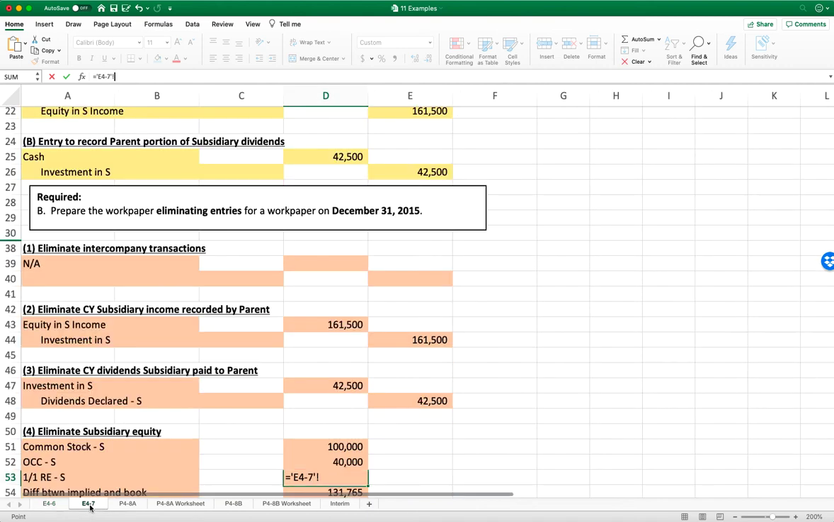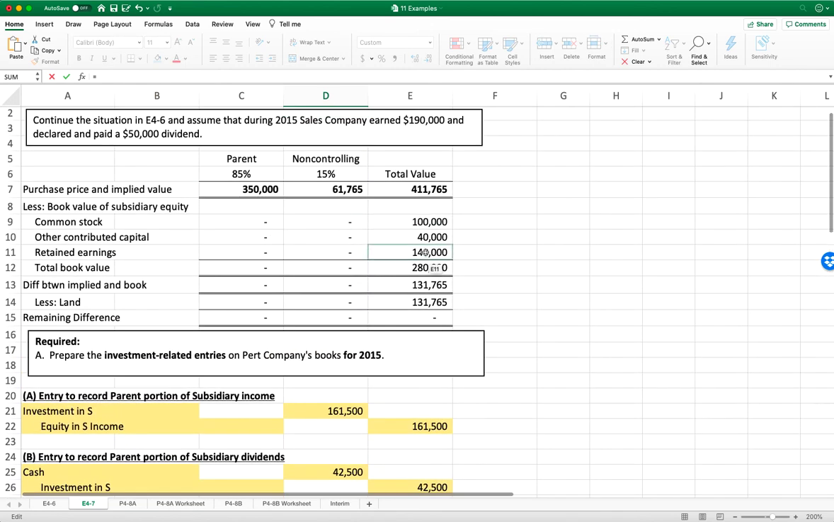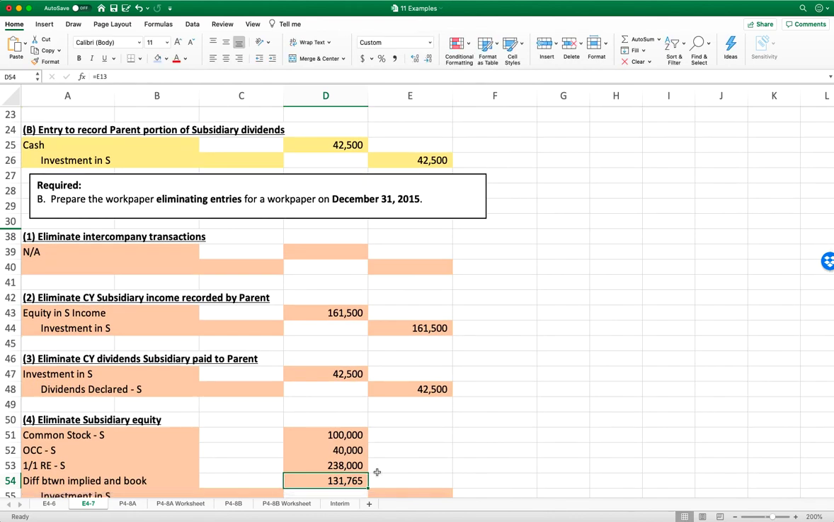So that means that we need to take our original $140,000 and add to that the $148,000 and subtract from that the $50,000, which gives us a new retained earnings balance as of the beginning of the year we're consolidating of $238,000.